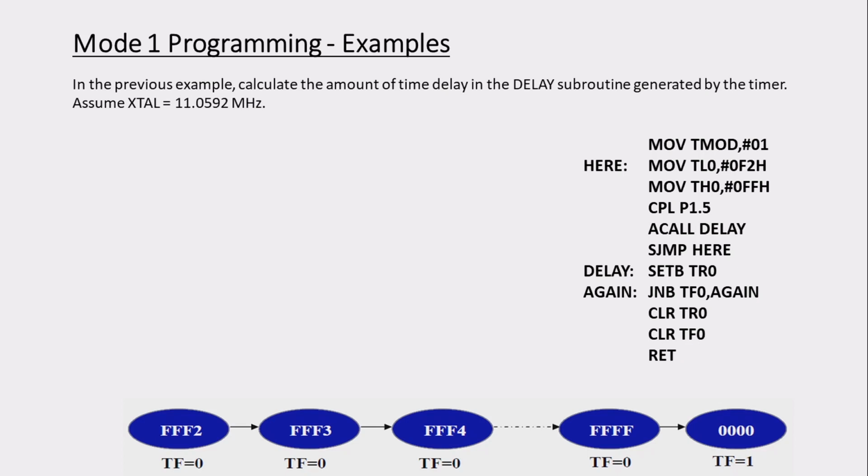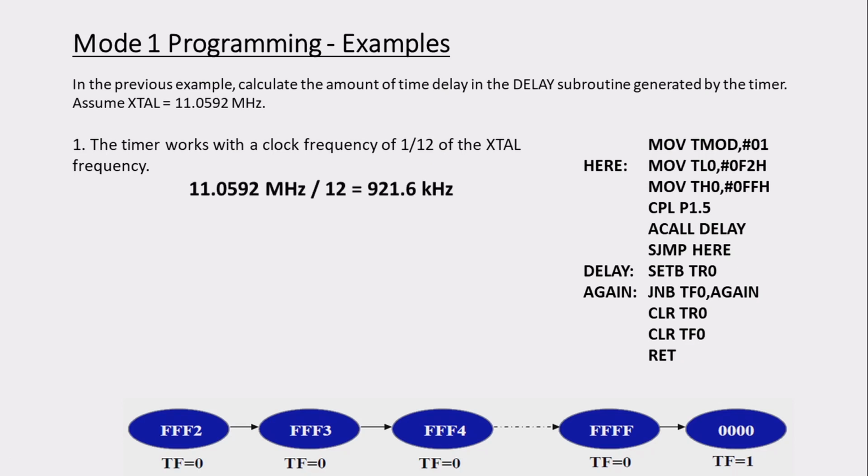Now as we know, the clock frequency will be divided by 12 in order to start the timer. So the clock frequency of this particular timer is going to be 1 by 12th of the main clock frequency. Suppose as they have given 11.0592 megahertz, if I divide it by 12, then I'll be getting 921.6 kilohertz. So this 921.6 kilohertz is in terms of frequency. I need to convert that to time.